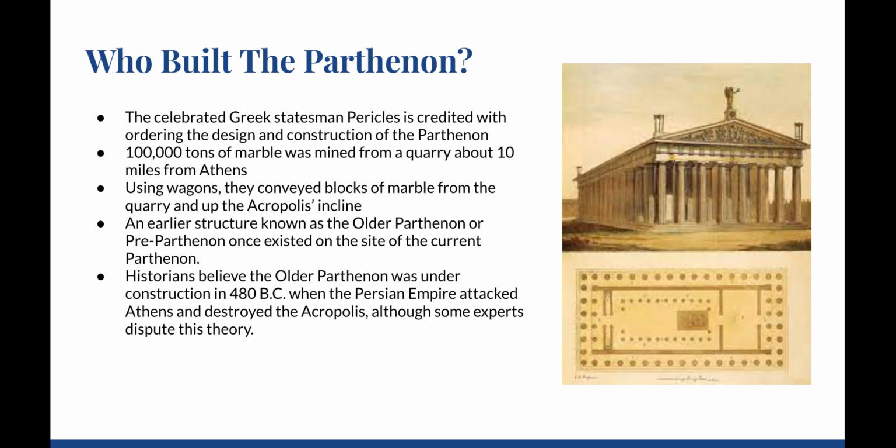Because the Athenians were a great naval power, experts speculate that they adeptly used a system of pulleys, ropes, and wood cranes to tow and lift the marble blocks. An earlier structure known as the Older Parthenon or Pre-Parthenon once existed on the site of the current Parthenon. Historians believe that the older Parthenon was under construction in 480 BC when the Persian Empire attacked Athens and destroyed the Acropolis, although some experts dispute this theory.